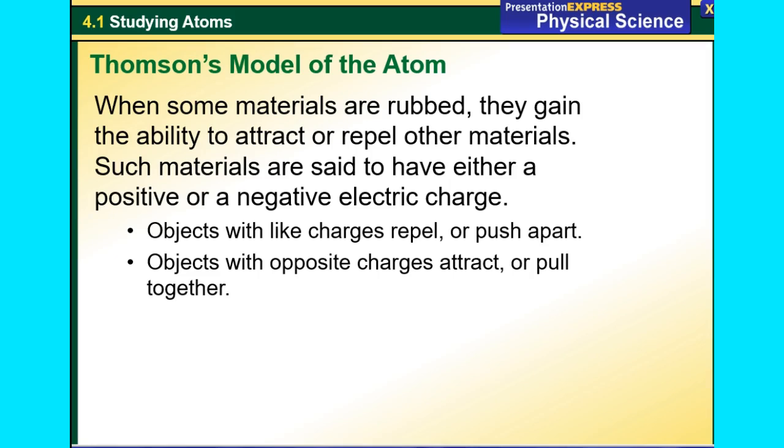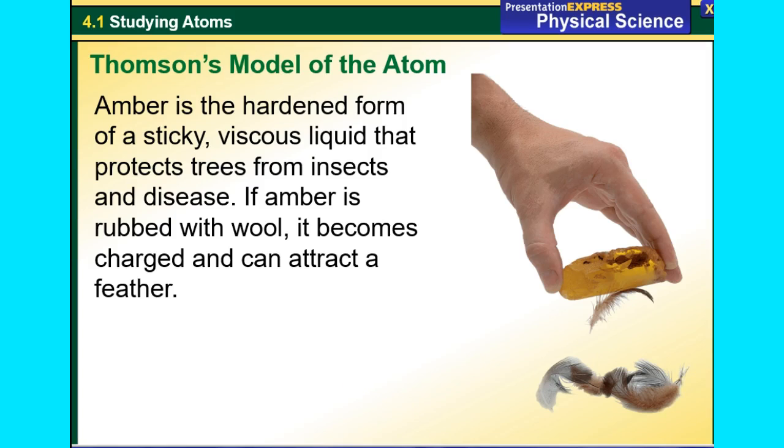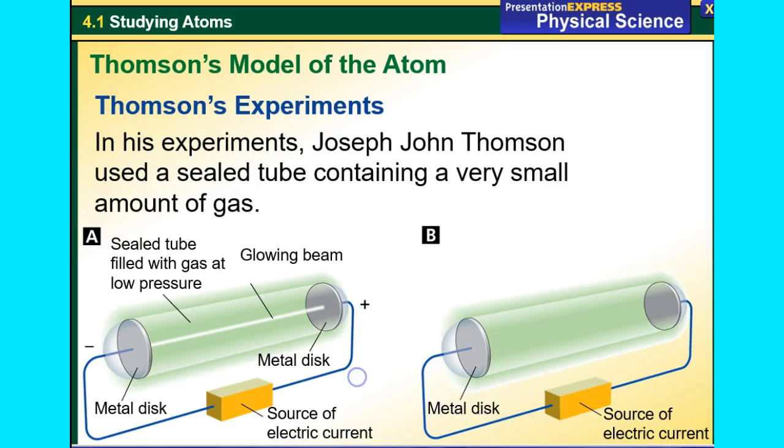Objects with like charges repel or push apart. Objects with opposite charges attract or pull together. Amber is the hardened form of a sticky, viscous liquid that protects trees from insects and disease. If amber is rubbed with wool, it becomes charged and can attract a feather.